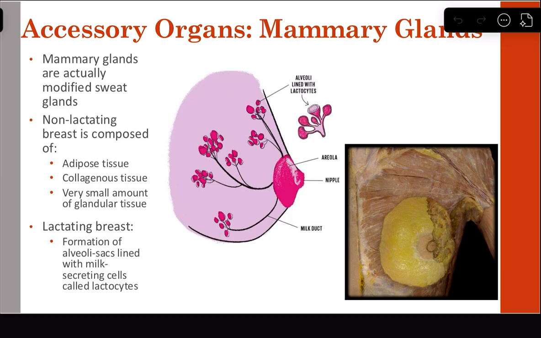The non-lactating breast is going to be composed of adipose tissue, collagenous tissue, and a very small amount of glandular tissue. Now, if lactation is indicated, if the hormonal levels, like prolactin, estrogen, and progesterone, are appropriate to stimulate lactation, then we're going to see the formation of more and more of these alveoli sacs lined with milk-secreting cells, and we call those milk-secreting cells lactocytes. Lacto, milk, cytes, cell, milk cells, pretty much. Okay.